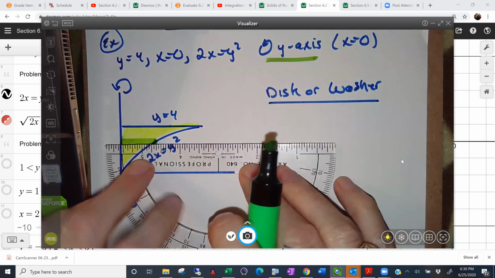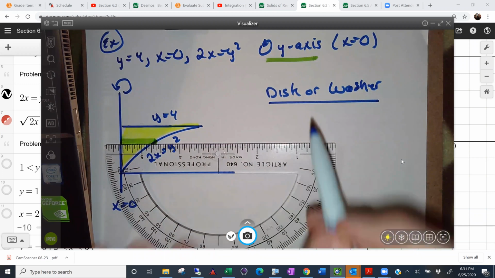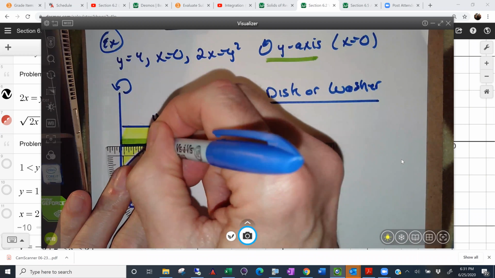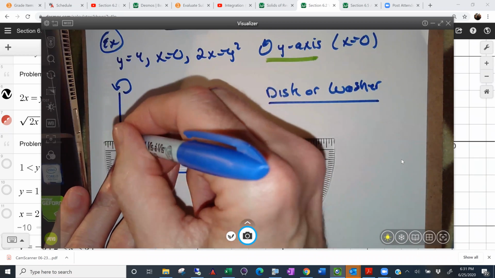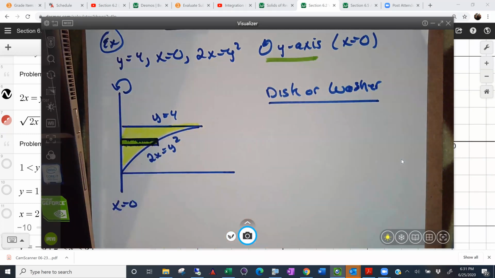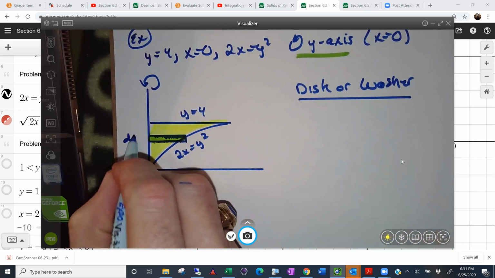Your slice has to be perpendicular to your axis of rotation. So if you were going to do a disc or washer method, you'd have no choice. You'd have to set it up like this. So we've got our one little slice there, like that. So, okay, looking good. And that slice is going to be a dy slice.